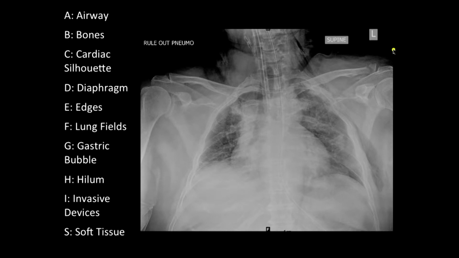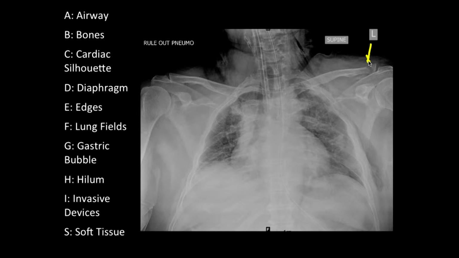So initially we're going to look at the airways. The first thing to notice is that we have an endotracheal tube in there, and the tip of the tube is probably about 2 centimetres above the carina, which is correct, and we can see the right and the left main stem bronchus.